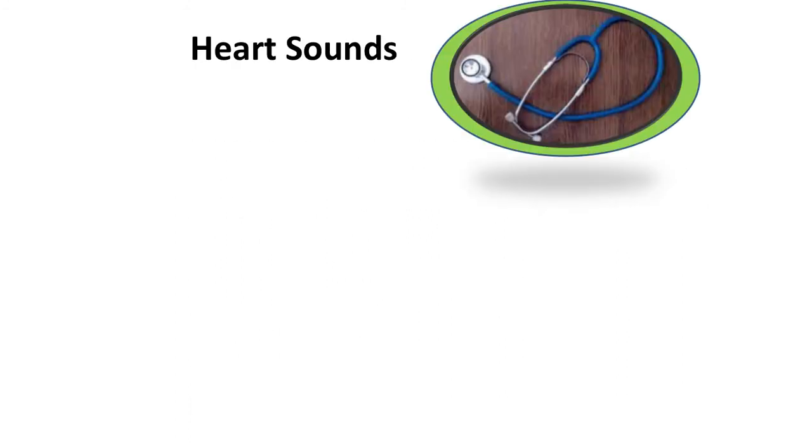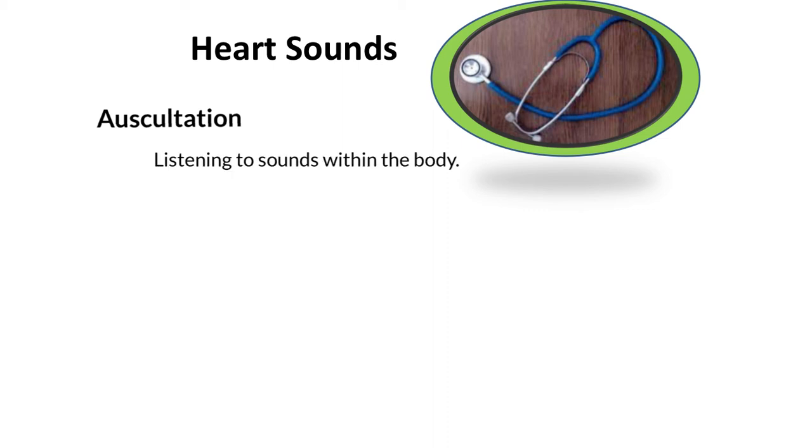Let's talk about the sounds that can be heard in the heart. Auscultation is the term given to the listening of sounds within the body. A physician or nurse can do this by using a stethoscope placed on the chest. In each cardiac cycle, there should be 4 heart sounds. However, in a normal heart, only 2 of these can actually be heard.